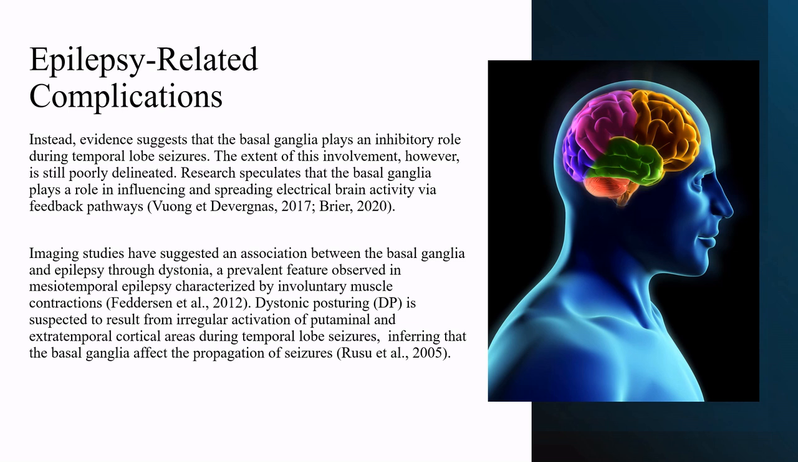Research speculates that the basal ganglia plays a role in influencing and spreading electrical brain activity via feedback pathways. Imaging studies have suggested an association between the basal ganglia and epilepsy through dystonia, a prevalent feature observed in mesiotemporal epilepsy, characterized by involuntary muscle contractions. Dystonic posturing is suspected to result from irregular activation of putamenal and extratemporal cortical areas during temporal lobe seizures, inferring that the basal ganglia affects the propagation of seizures.